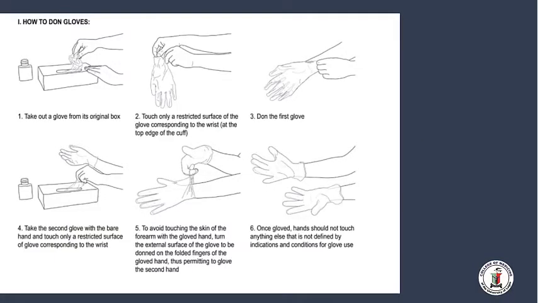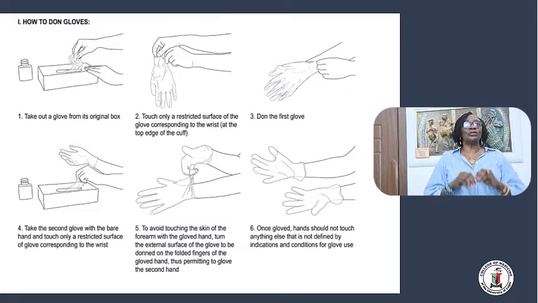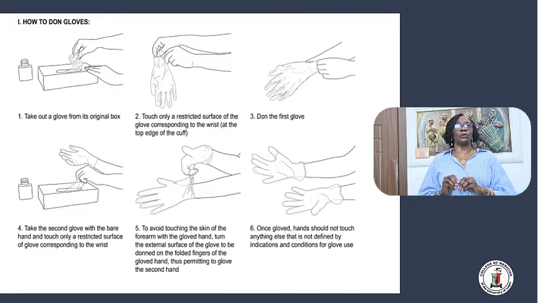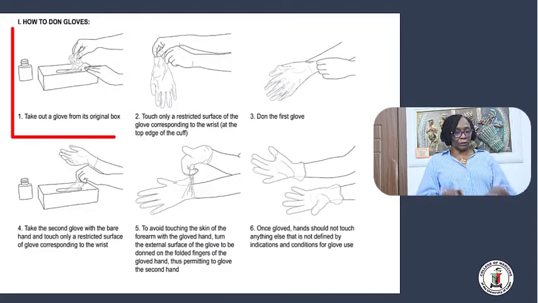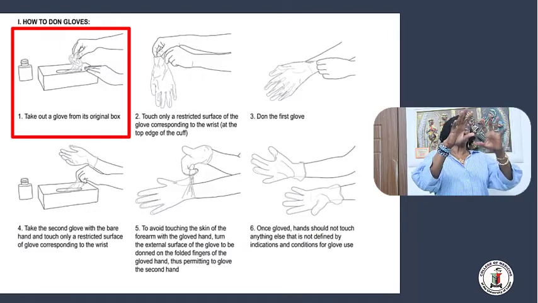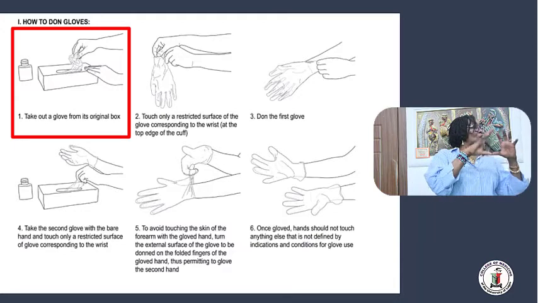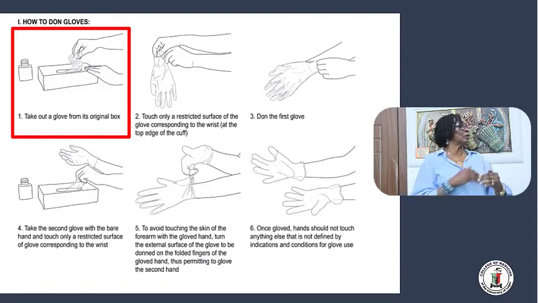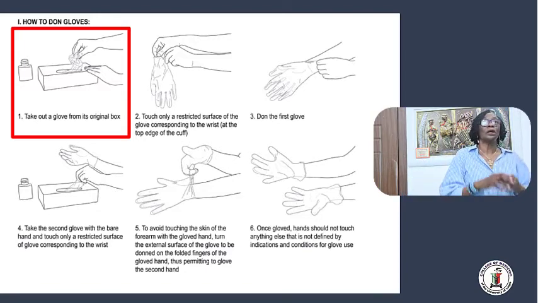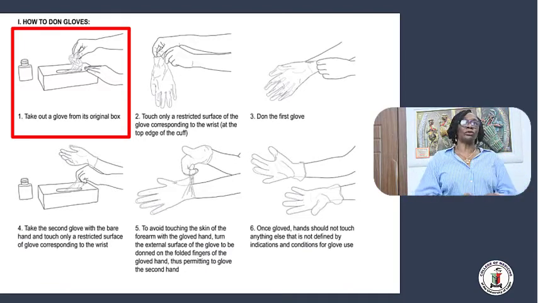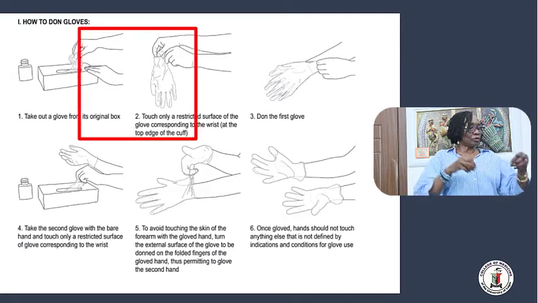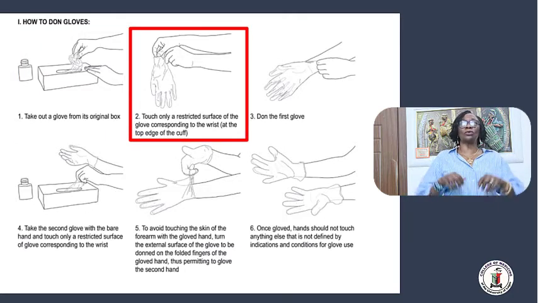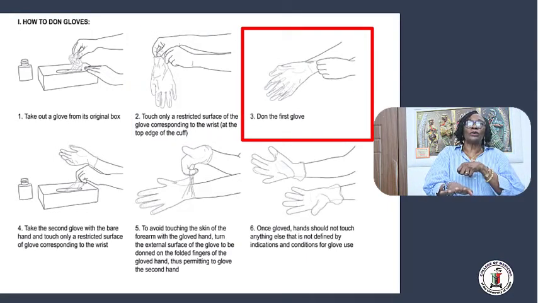So how do you wear gloves? You're still going to have a practical session, but I'll just quickly take you through this. You take out a glove from its box. These are non-sterile gloves. Most times when we're doing IPC, you do not need sterile gloves, except you're doing an aseptic procedure. So you take out your glove from its original box, and you make sure that you do not touch the surface of the glove. So you hold it at the cuff, and you wear the first one.